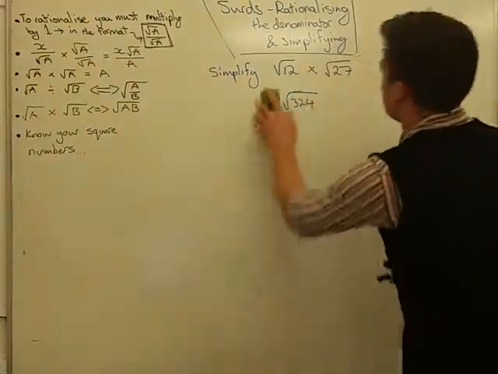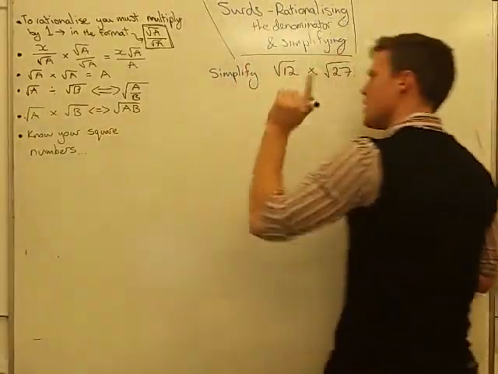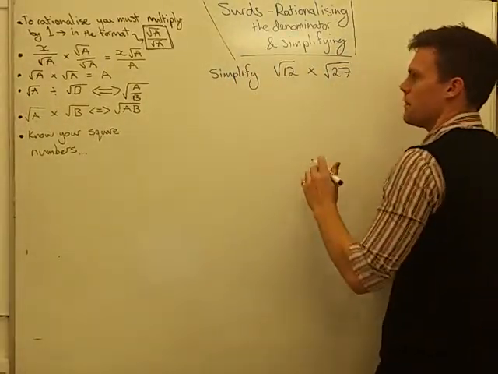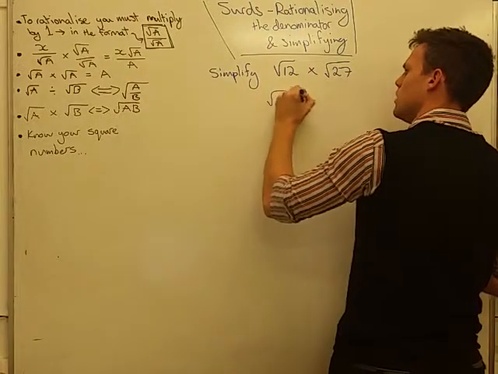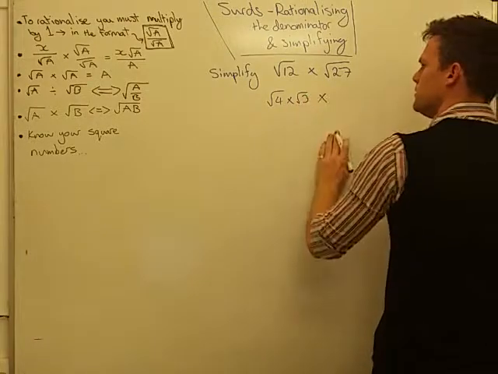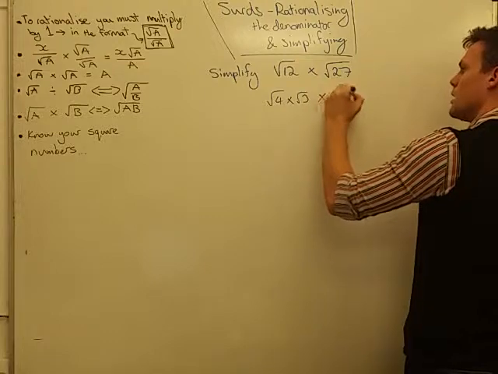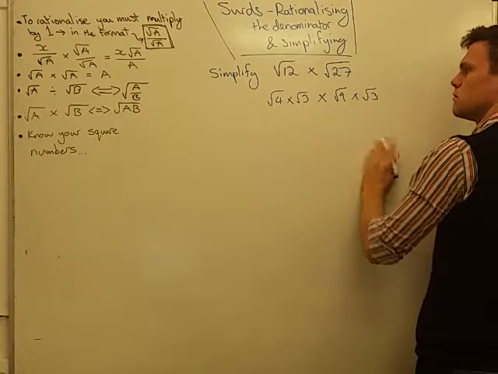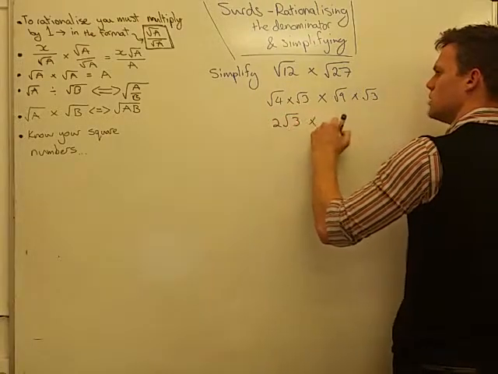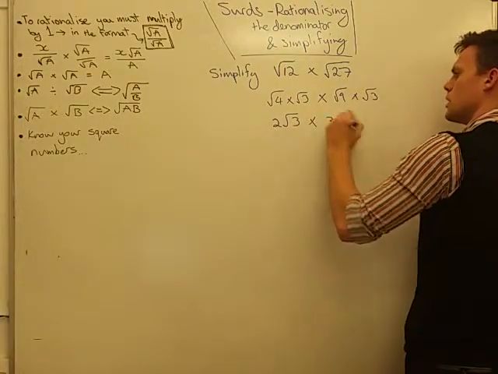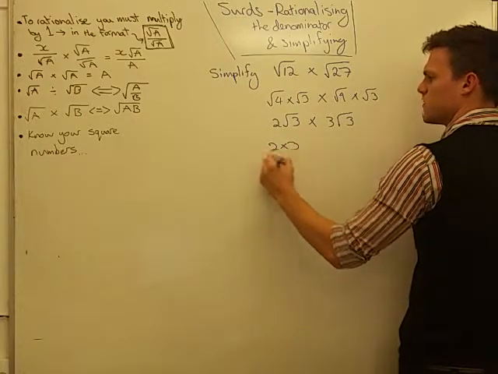Now, what I would do, instead of jumping in there, is use the same rule but backwards first. So I'm thinking square numbers. I can say that root 12 is the same as root 4 times root 3. And 27, again, I've got another square number, root 9 times root 3. Well, that's pretty cool, because now I've got 2 root 3 times 3 root 3. Well, 2 times 3 is going to give me 6.